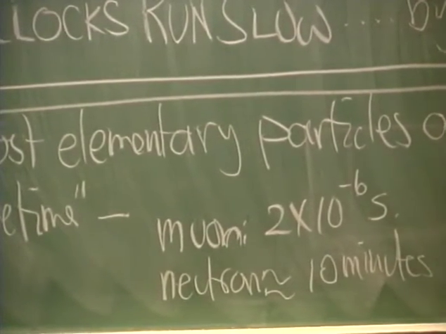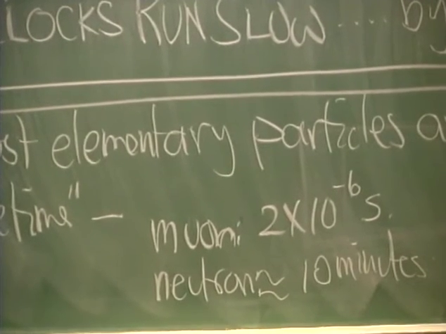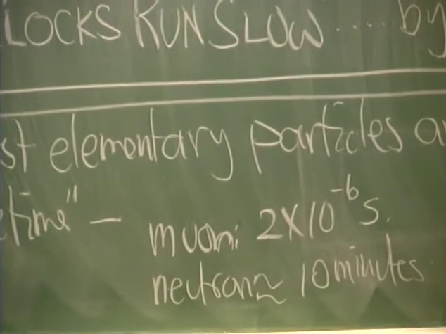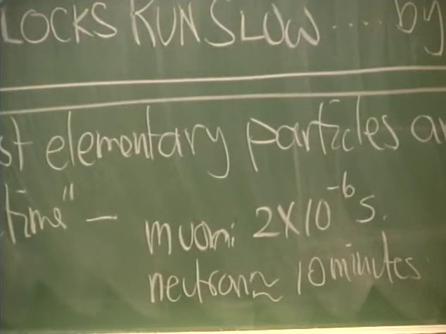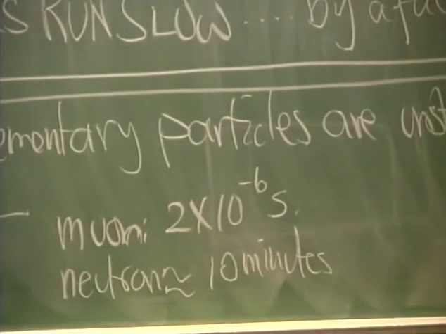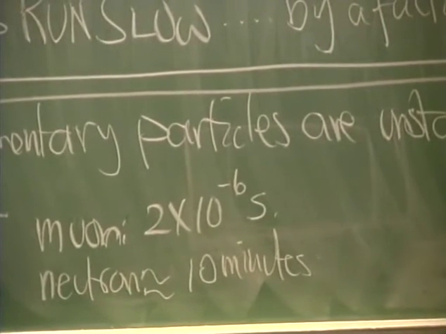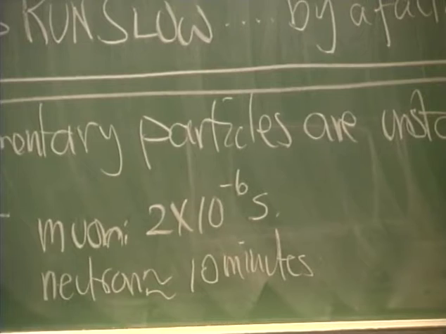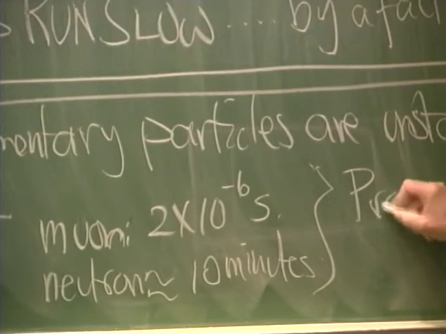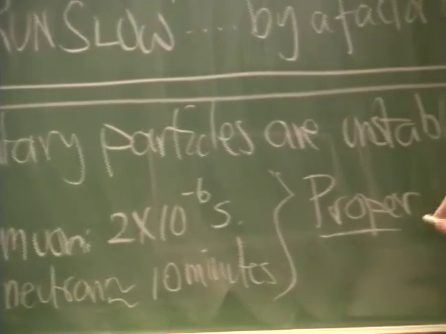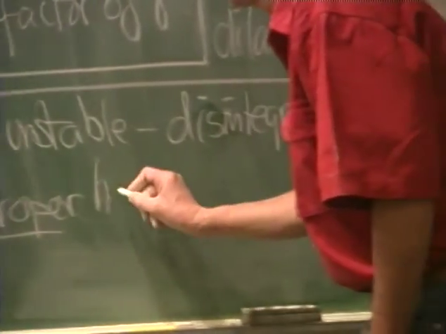And if you look in the tables, you can find all kinds of elementary particles, each one listed with its own characteristic lifetime. Now the lifetime they're going to list in the books is the lifetime of that particle if it's at rest. Or another way of saying it is in its own reference frame, where of course it is at rest. Sometimes called the proper lifetime.